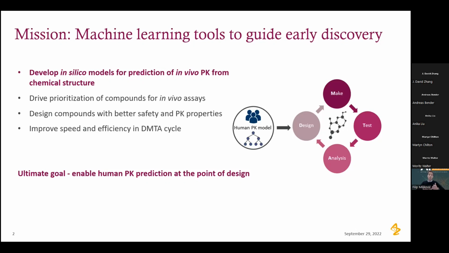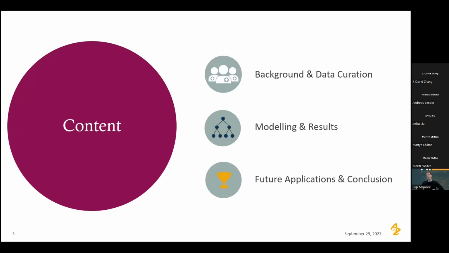So we will try to cut down the number of animal experiments that will go into informing us about what to progress further or not. Also to design compounds with better safety profile and PK properties, and overall to improve the speed and efficiency of the design, make, test, analyze cycle. So this is the content of the presentation. I will briefly give a background around PK and also discuss the data curation protocol that we have developed. Then we'll focus on the modeling and the results, and at the very end, we'll discuss future applications.